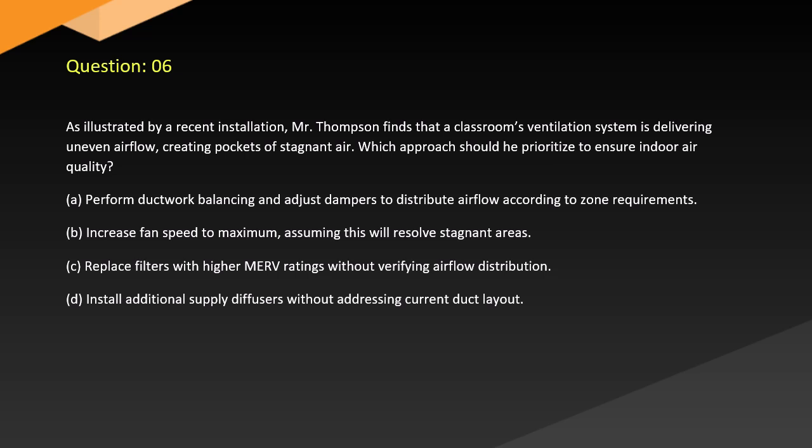A. Perform ductwork balancing and adjust dampers to distribute airflow according to zone requirements. B. Increase fan speed to maximum, assuming this will resolve stagnant areas. C. Replace filters with higher MERV ratings without verifying airflow distribution. D. Install additional supply diffusers without addressing current duct layout.